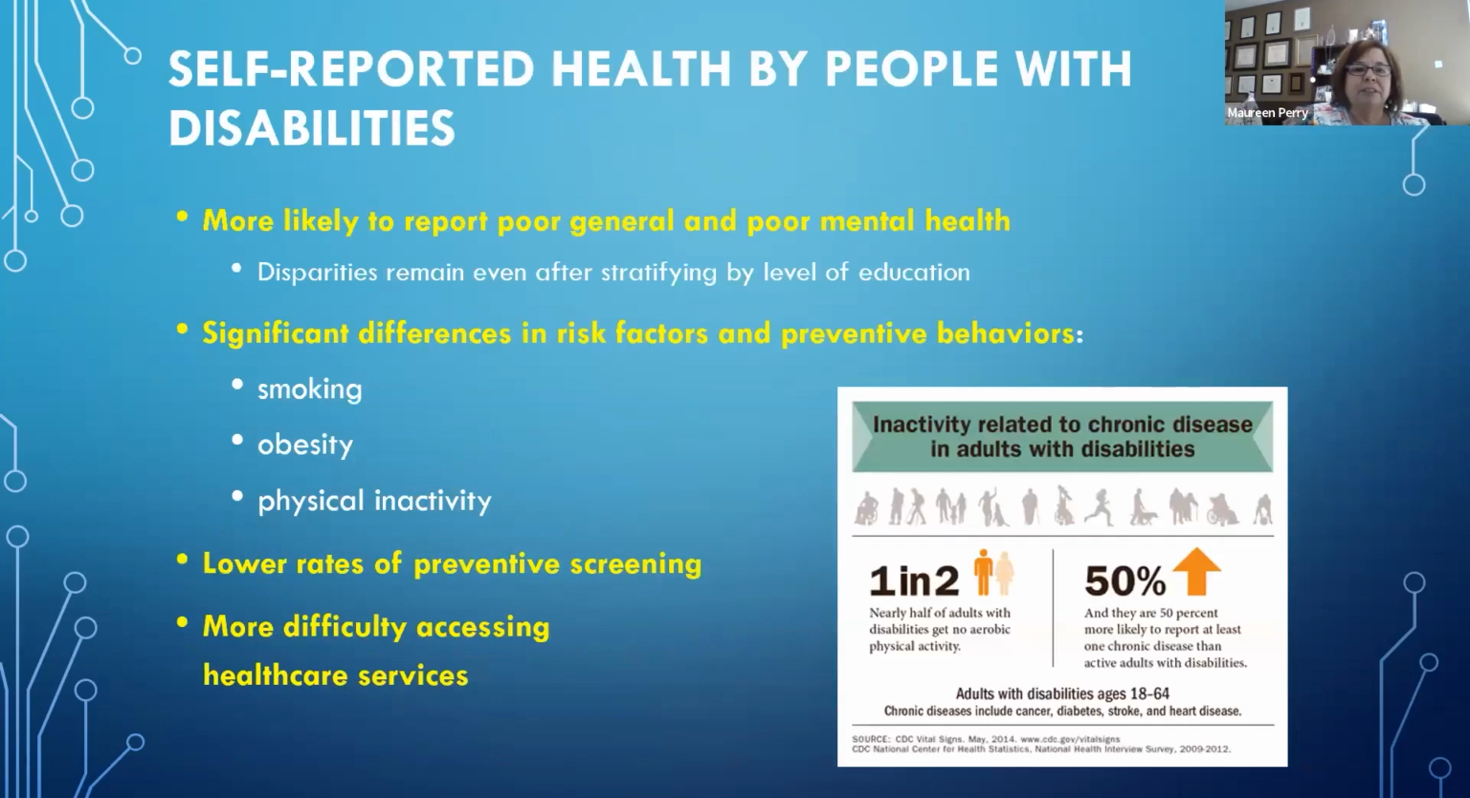Self-reported health by people with disabilities. It's interesting because they're more likely to report poor general and poor mental health. And even though we stratify, the disparities are still there even if we stratify by level of education. But then again, don't forget, these are people who can actually self-report, right? And we're going to talk about this a little bit later. So these are people who are high functioning enough to understand the question and report on themselves.